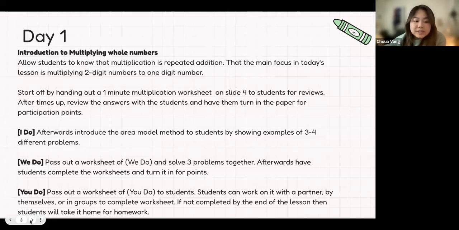And then the next worksheet is the we do. The teacher will have to pass out that worksheet to the students, and the teacher will do 3 problems together with the students. And then afterwards, students will be able to complete the worksheet by themselves or with a partner and turn it in for points. Next, there's the last worksheet. The teacher will pass out that worksheet, and students will be able to work on it with a partner, by themselves, or in groups to complete the worksheet. And if they're not done by the end of the lesson, students will have to take that worksheet home for homework.